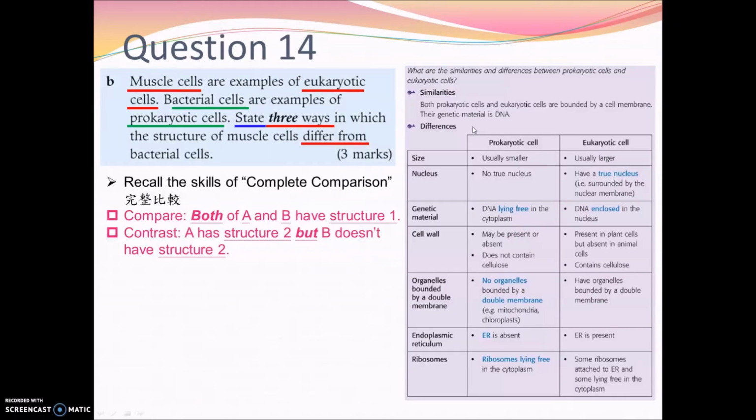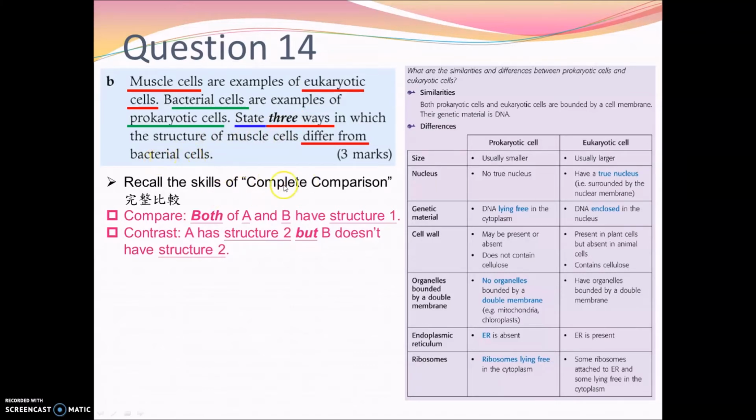And then for part B, it's talking about the comparison between the muscle cells and the bacteria cells. Muscle cells are examples of eukaryotic cells. Bacteria cells are examples of prokaryotic cells. So what you are going to do is state 3 differences between the structure of muscle cells and that of the bacteria cells.